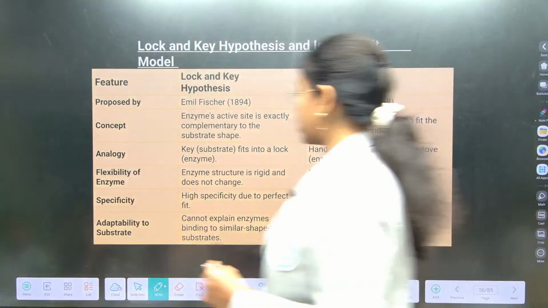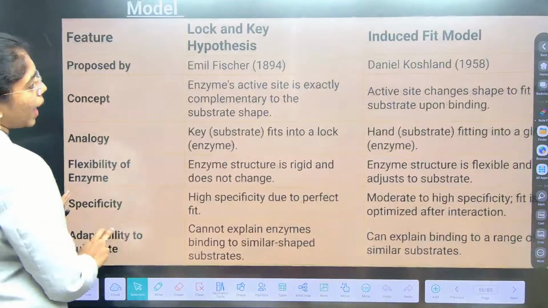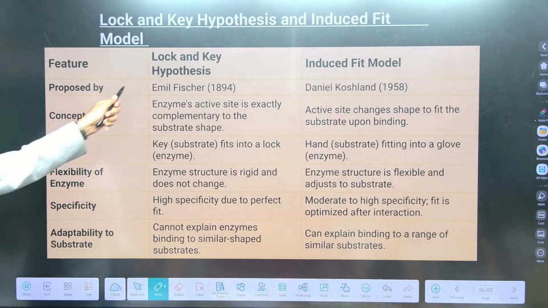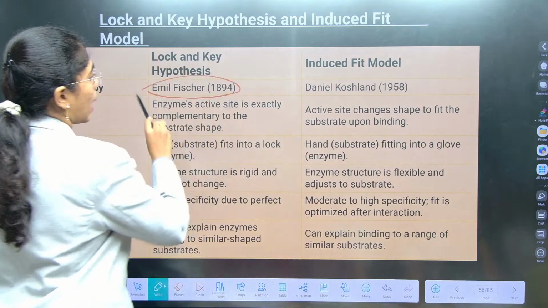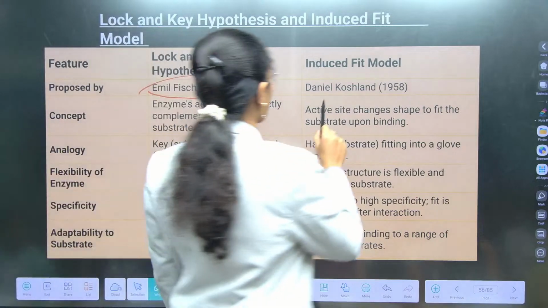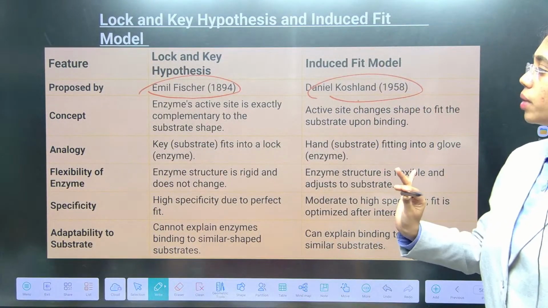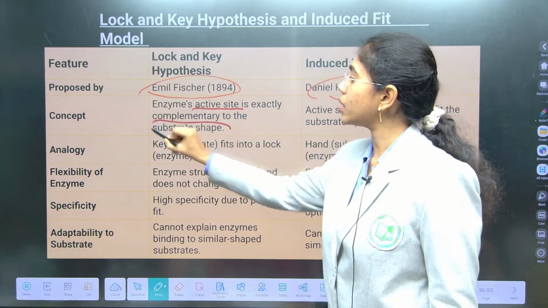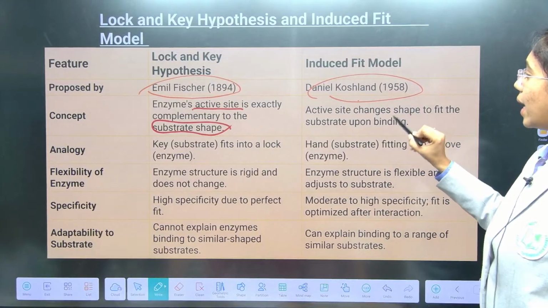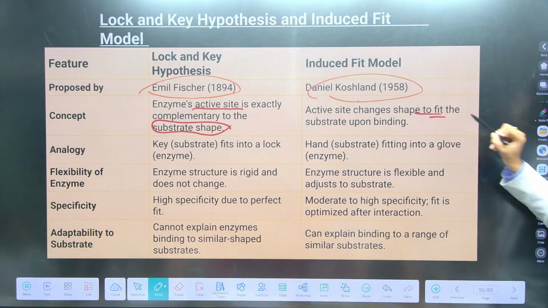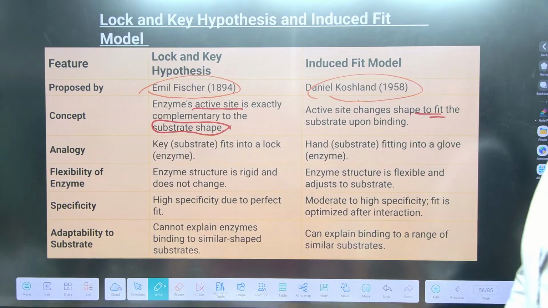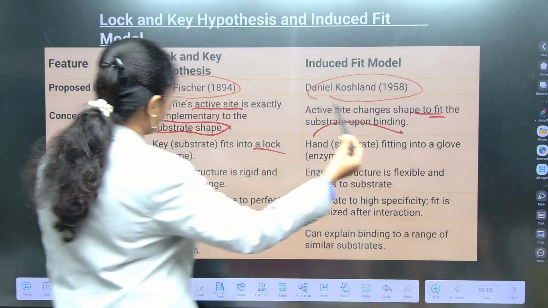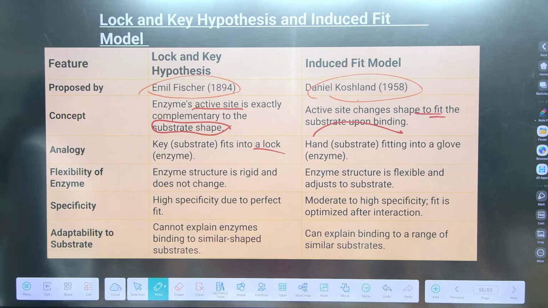These are the key differences between the lock and key hypothesis and the induced fit model. The lock and key hypothesis was proposed by Emil Fischer, and the induced fit model by Koshland. The concept behind lock and key is that the enzyme's active site is exactly complementary to the substrate shape. Here it is not like that. The enzyme active site changes shape to fit the substrate. Key fits into the lock, here the hand fits into the glove. This is the analogy they have proposed.